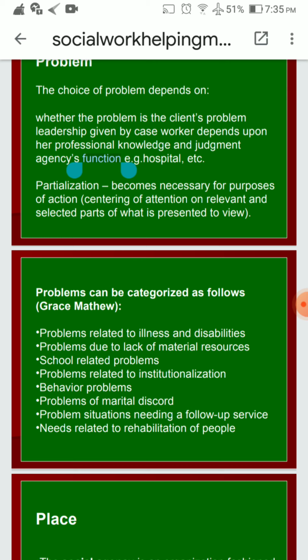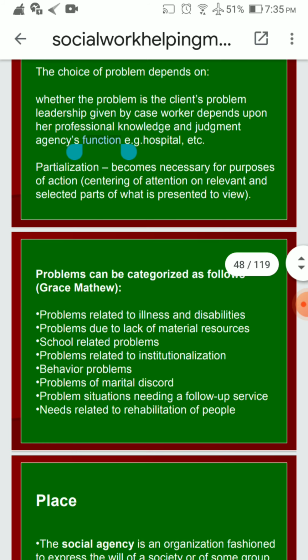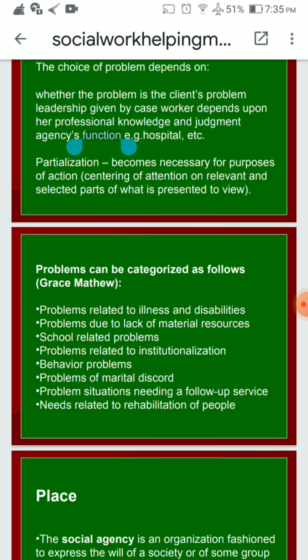Another, problems can be categorized as follows, according to Grace Matthew. Problems related to illness and disabilities. So, karamihan yan sa ating mga kliyente, illness and disabilities. The PWD, and yung may mga dialysis na mostly in medical, yun po ang kinikater na karamihan. At yun po ang nag-exist karamihan sa mga problems.